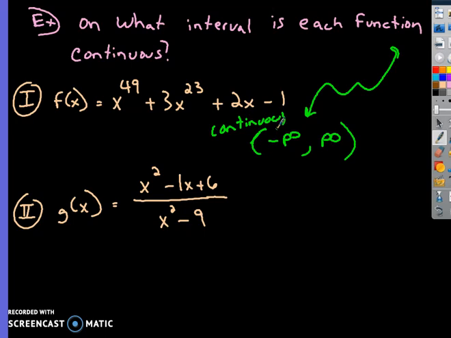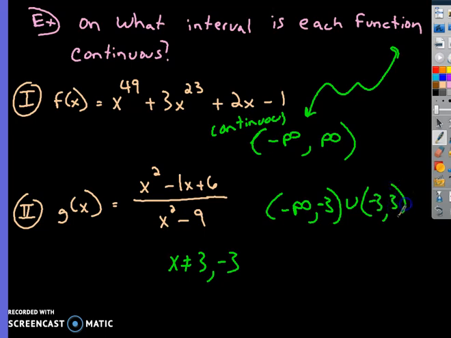This one isn't a polynomial. It's definitely a rational expression, and two numbers make the denominator 0. X cannot be 3 or negative 3. So because of that, this function is continuous from negative infinity up to negative 3, that's the first number on the left, with a soft bracket there, and then from negative 3 to 3, soft brackets.